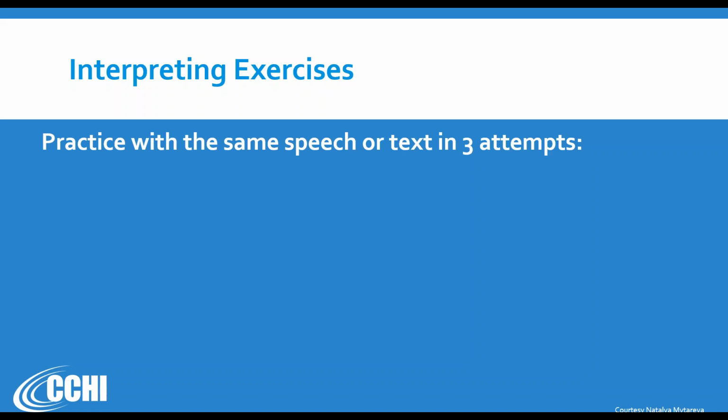Now the actual interpreting exercises. I suggest, it's based on a wonderful book of how our brain learns. How do we learn? I think that's what it's called. Do it in 3 attempts. So pick a speech or a text. By speech, I mean like a video of YouTube, let's say, about appendicitis, right, or removal of appendix.